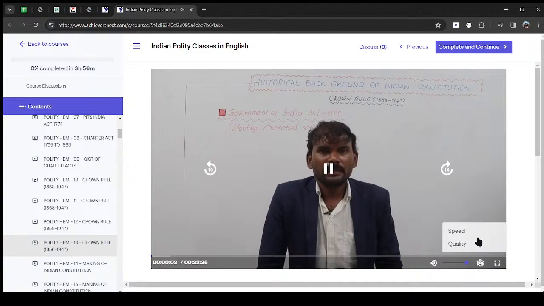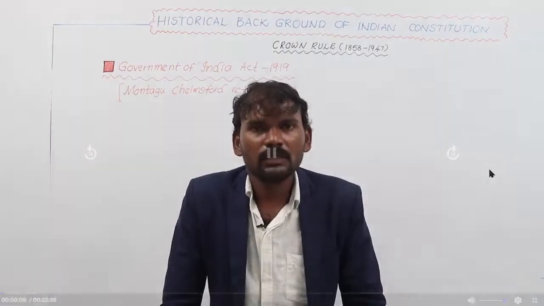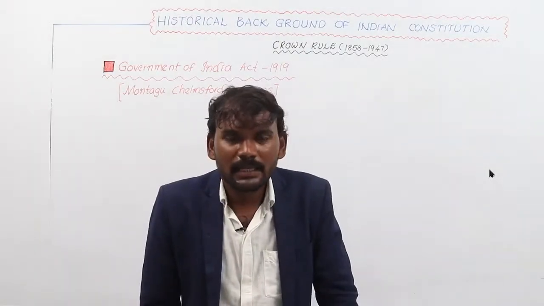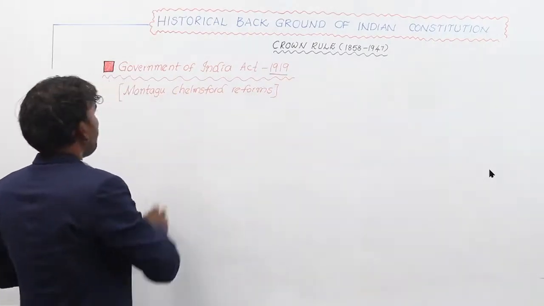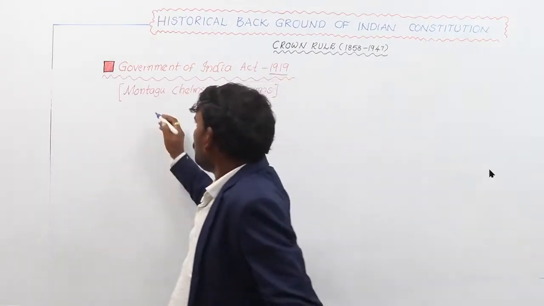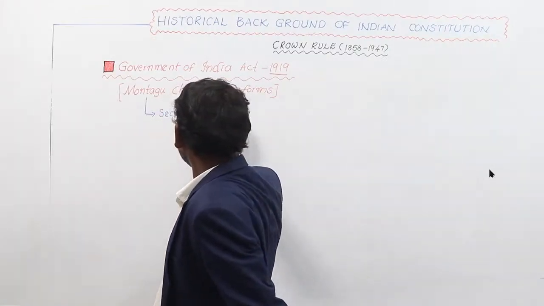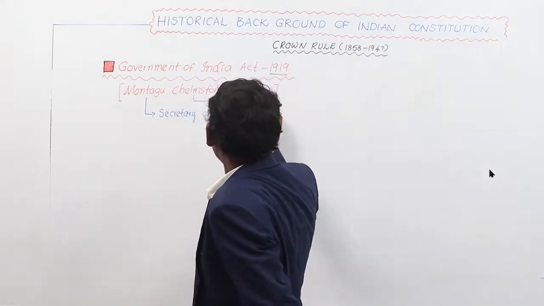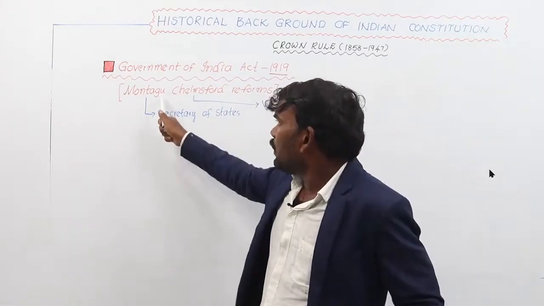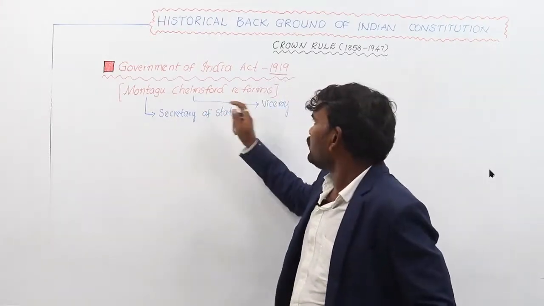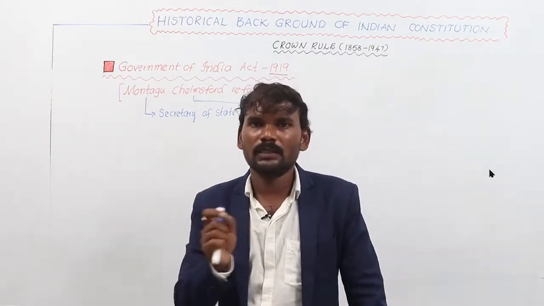Next, one of the most important acts enacted during Crown rule is the 1919 Montagu-Chelmsford Reforms, or Government of India Act 1919. Very, very important act. Montagu was then the Secretary of State. Chelmsford was then the Viceroy of India. By the names of these two personalities, this act is known as Montagu-Chelmsford Reforms, or Government of India Act.